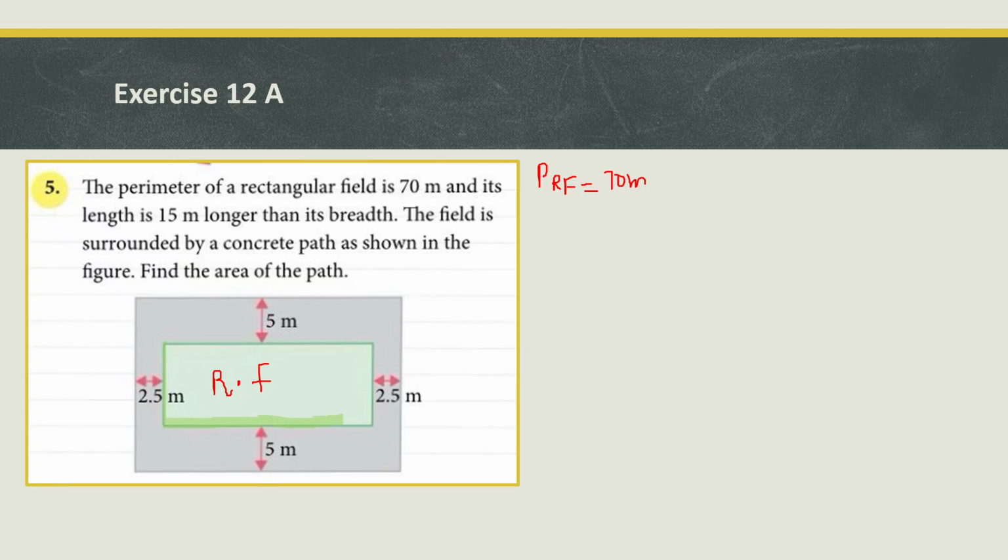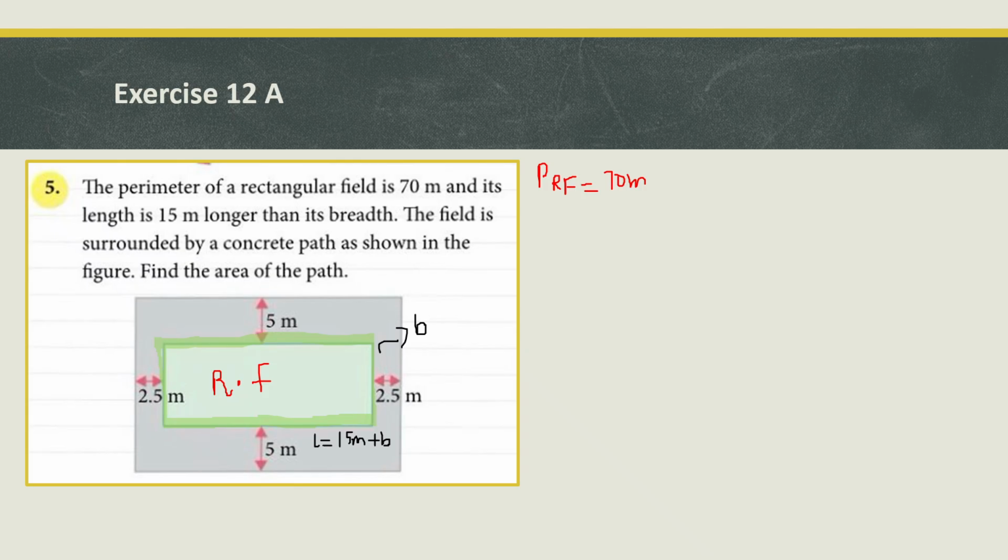This is basically the rectangular field. Its perimeter is given, that is 70 meter, and this is its breadth, and this one is length, that is equal to 15 meter plus breadth. The field is surrounded by a concrete path. This gray portion is the concrete path, which you can assume can be used to walk or run, a running path.